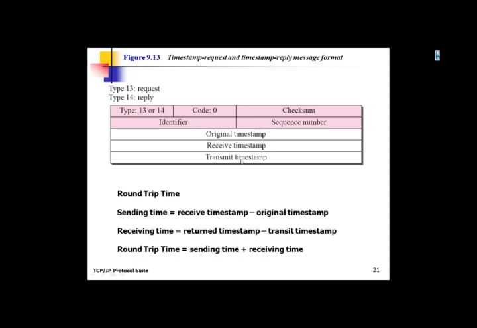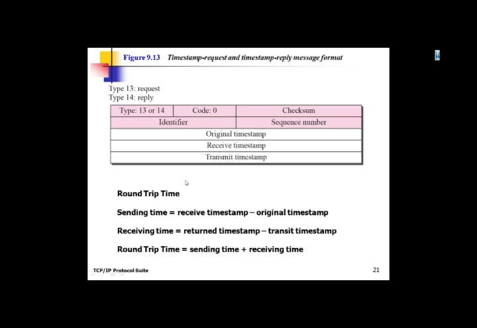And transmit timestamp is the time when the packet is being replied back, meaning when the reply packet has been delivered from the receiver. So let me again repeat. Original timestamp is the time when the packet is sent by the sender. Received timestamp is the time when it is received by the destination. And transmit timestamp is the time when the packet is sent back from the receiver to the sender. All the times are written in milliseconds.